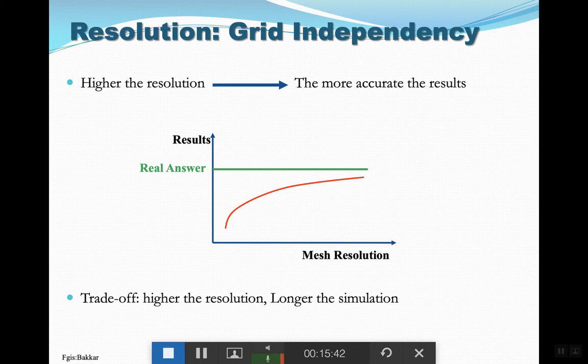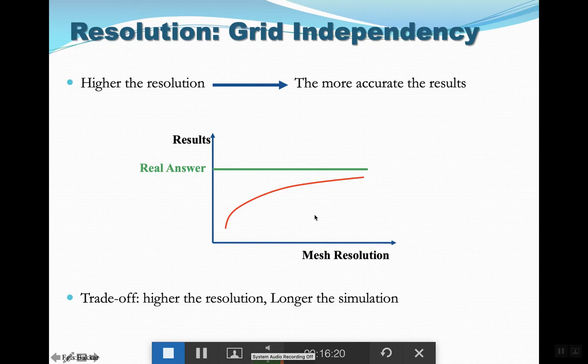Okay, so being accurate is one of your goals, obviously, right? So getting closer to the real answer by increasing the mesh resolution, meaning increasing the number of cells or making cells smaller, has the immediate effect of a more accurate result and grid independency. But the trade-off is that the higher the resolution, the longer the simulation. And you remember, this is against our general rule of thumb, which was to simplify your simulation, right? For that reason, this is a trade-off.